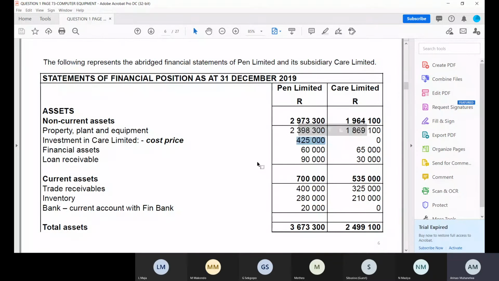So we paid 425,000 to acquire 80% shares of Care Limited. Very interesting, because first thing first, when you do the analysis, we need to determine the goodwill, whether there's a goodwill or bargain. Then we are given also other transactions as well. We'll look at them later on. I'm more interested in the investment as it stands, and then we'll come back later on and deal with the other transaction on the statement of financial position.